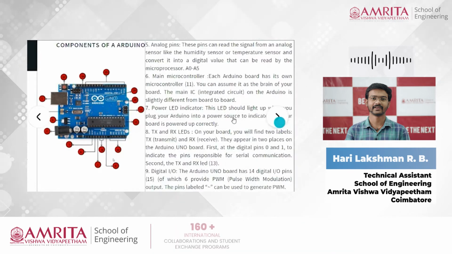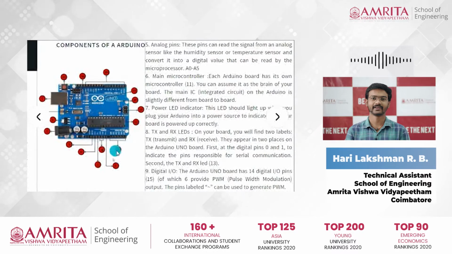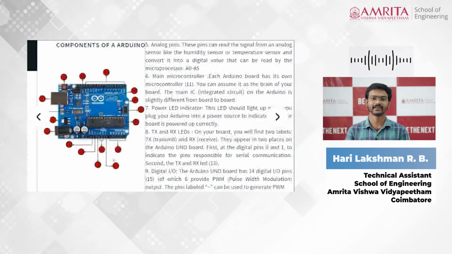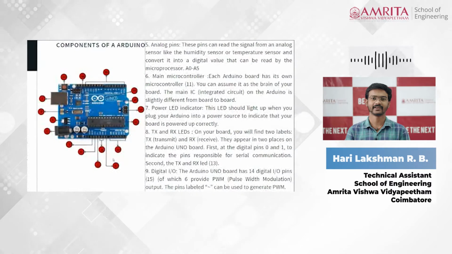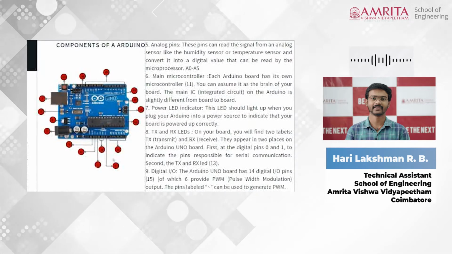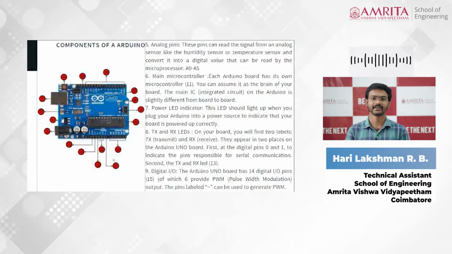Okay, I'll change the slide. As you can see here, there are pins called A0, A1, A2, A3 until A5. So the Arduino Uno board has six analog inputs from A0 to A5. These pins can read the signals from analog sensors like a humidity sensor or temperature sensor and convert them into a digital value that can be read by the microprocessor.